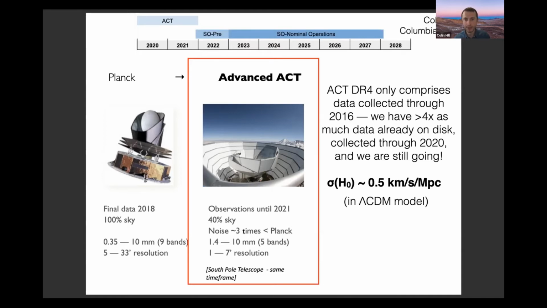So our noise level is about three times better than Planck in our data that's on hand with arc-minute resolution. And if you propagate this to an H0 forecast in lambda CDM, we get an error bar of about 0.5 kilometer per second per megaparsec. So in the next, say, year or so, stay tuned for these very powerful results.